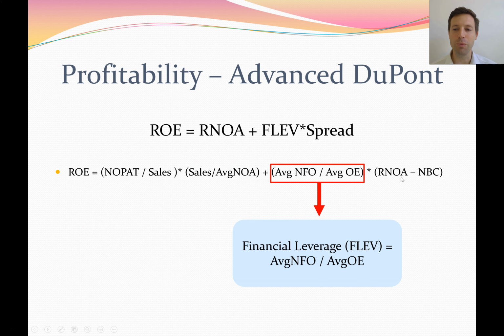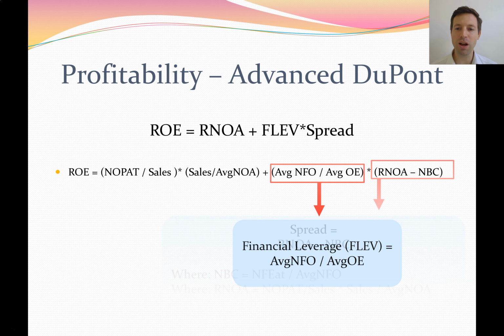Then the next part of the formula, we're starting to look at the financing activities of the business. Average NFO divided by average OE, net financial obligations from the reformatted balance sheet, and our owner's equity. This is a measure of the firm's financial leverage. Essentially, it's similar to what you would have done previously with a debt to equity ratio, except this time it's only looking at financing debt. Okay, so from our reformatted balance sheet, financial leverage tells us how much of the firm is financed using debt rather than equity.